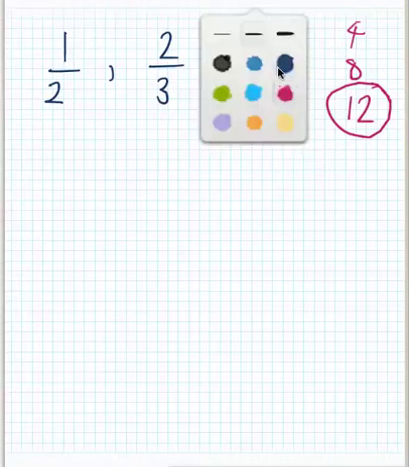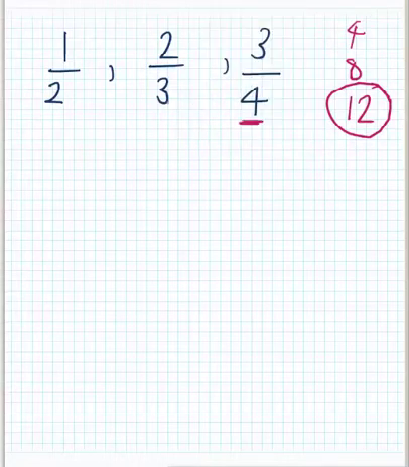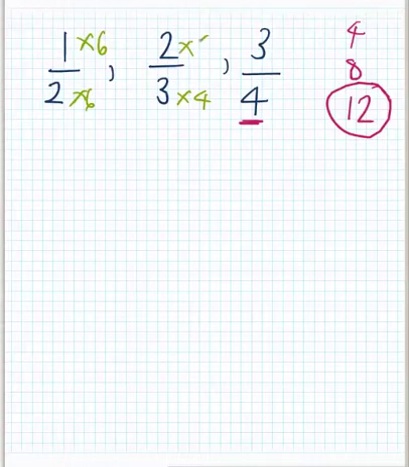Now we've got to turn the 2, 3, and 4 into 12. So what is 2 times something to give you 12? Well, I know it's 6. And what you do to the bottom, you must do to the top. 3, I know that 3 times 4 gives me 12. And of course, same thing to the top. And I know that 4 times 3 gives me 12.